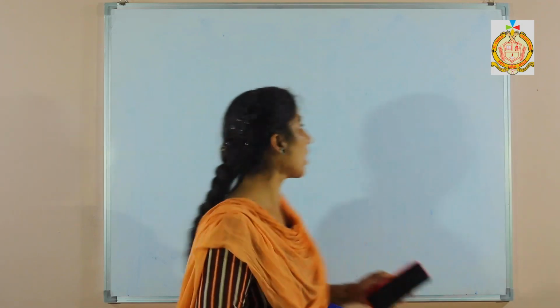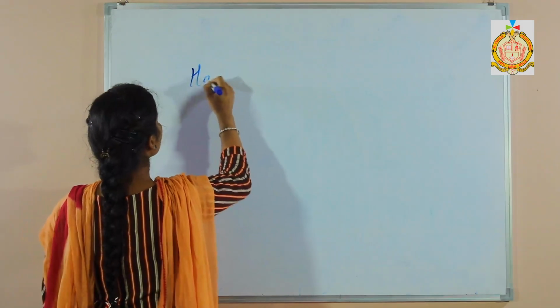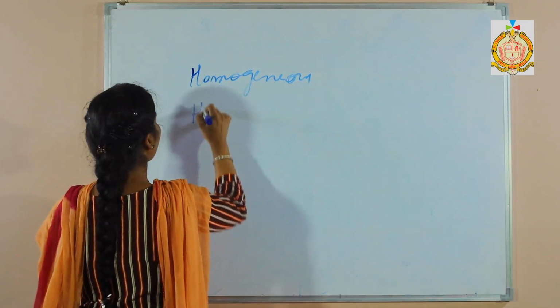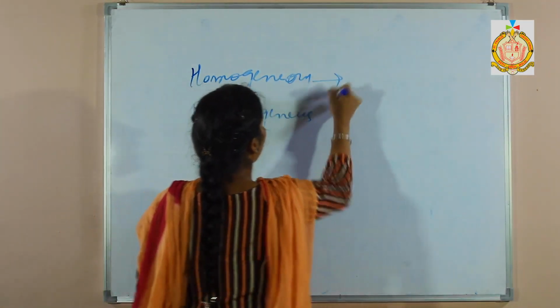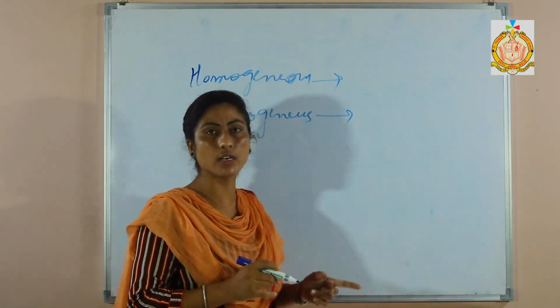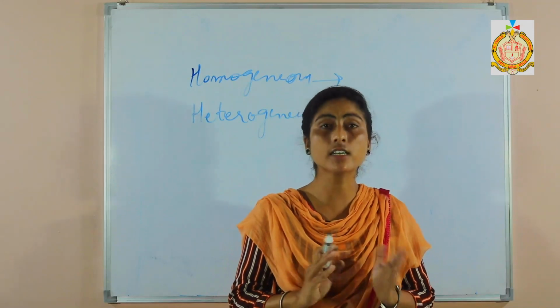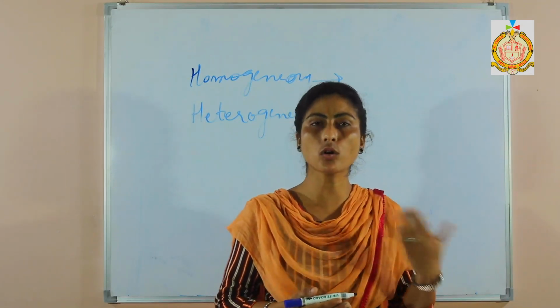Next, mixtures are of 2 types. Homogeneous mixture and heterogeneous mixture. A homogeneous mixture is one in which the components are distributed uniformly throughout the mixture.